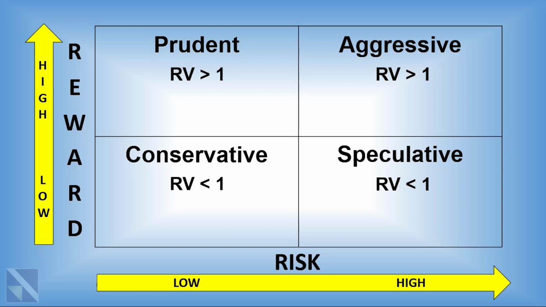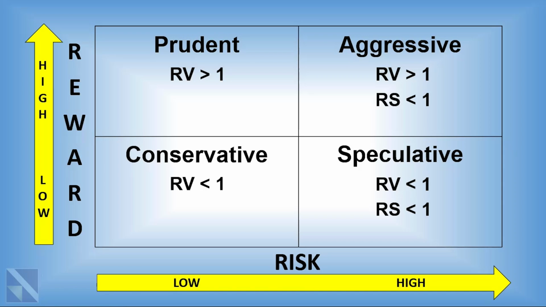Now, when I look at the conservative and speculative, I want RV below 1. I'm okay with that, but the stock's got to have good safety. We're going to come to that in a second. I'm okay with RV being above 1, especially if these stocks pay a dividend that gives me that passive income. Speculative, RV below 1 as well, because we're looking for the home run hits.